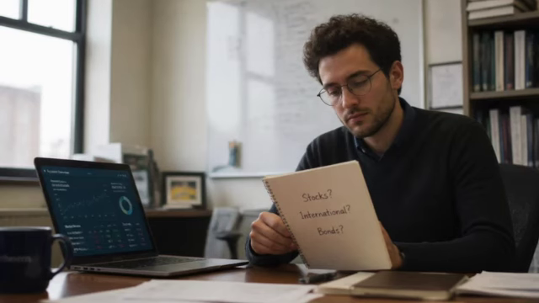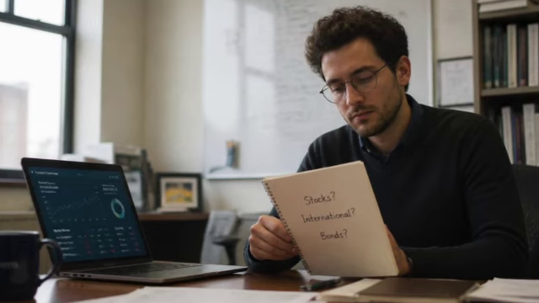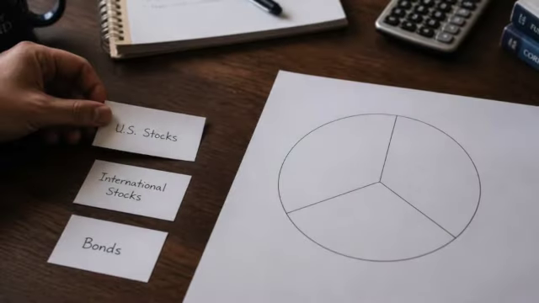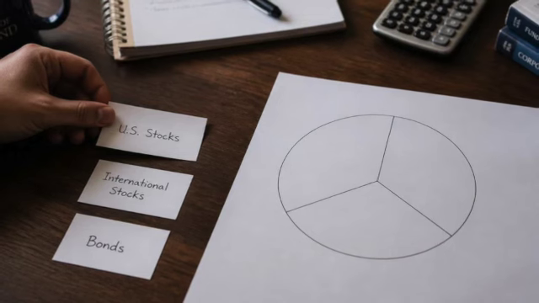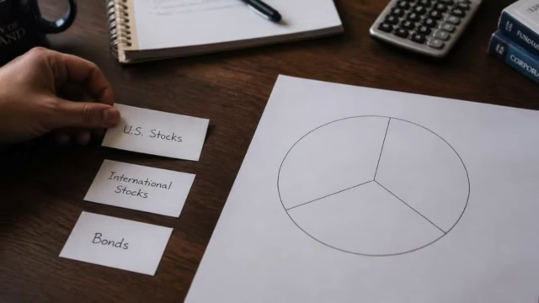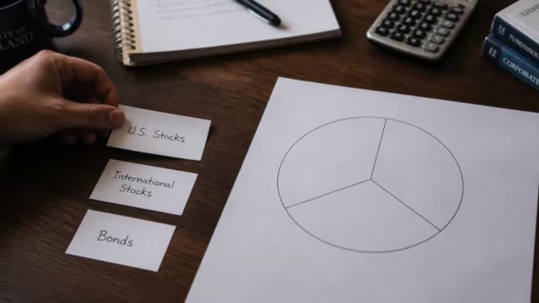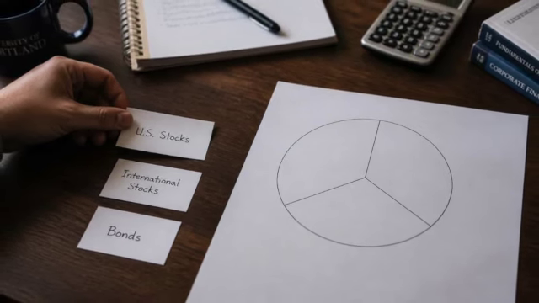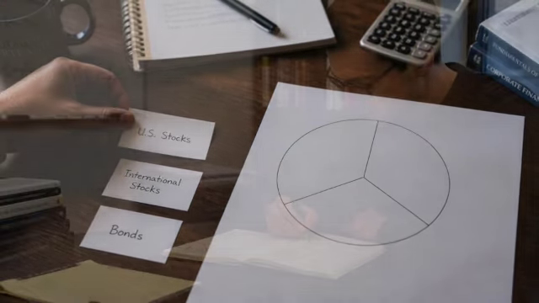In the last video, we answered one of the biggest questions new investors have: what should I buy? Today we're going to answer the second question: how much of each investment should I own? This decision is called asset allocation, and research has consistently shown that it is one of the most important decisions an investor will make. Today we'll use history, not opinions, to understand why.